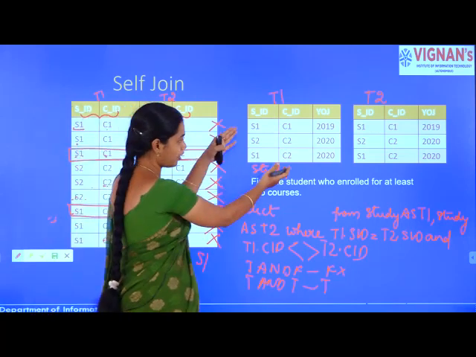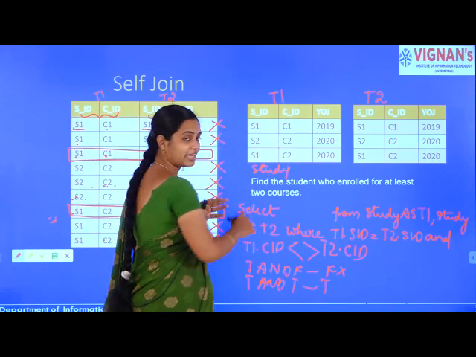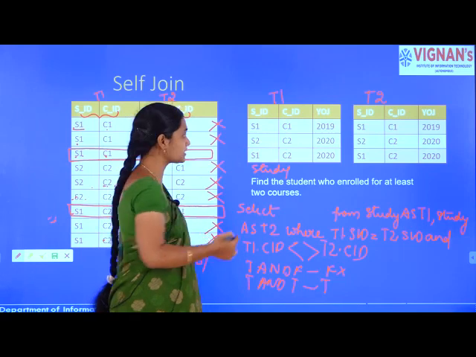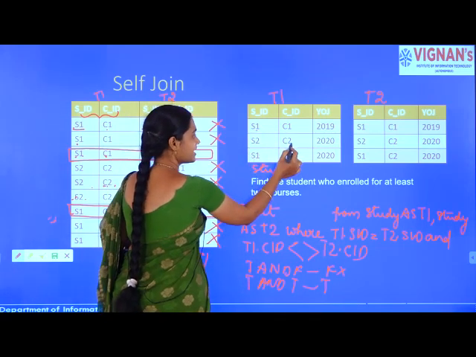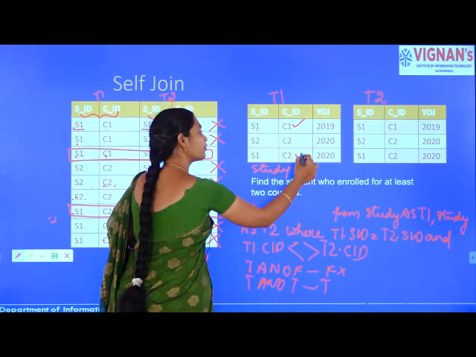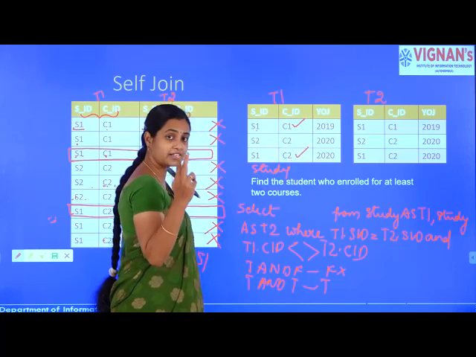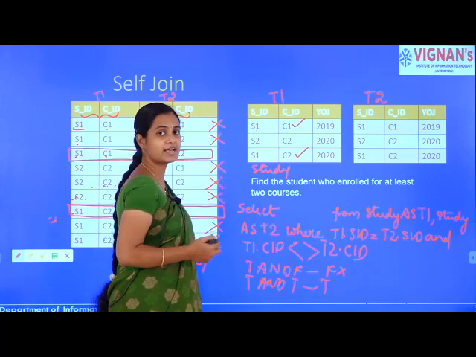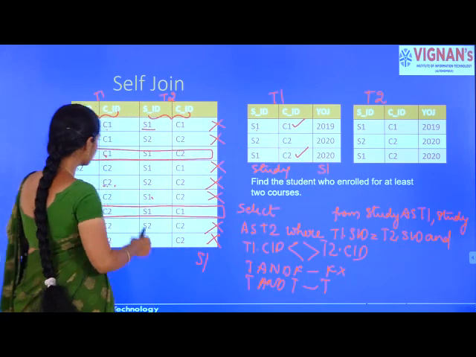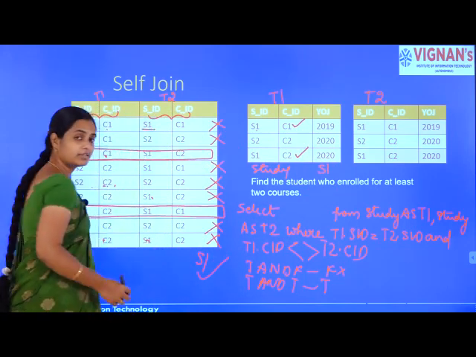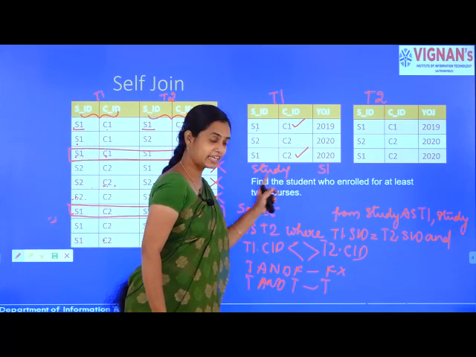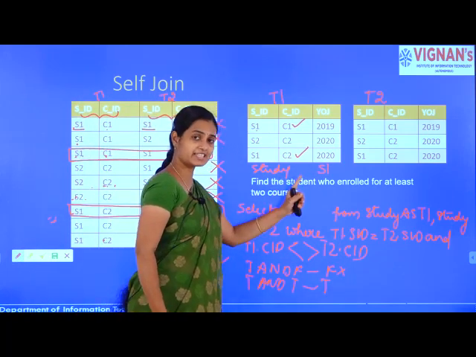And by normally seeing the table, can you say which student is enrolled for at least 2 courses? Student 1 has enrolled for C1 and student 1 has also enrolled for C2. At least a minimum of 2 courses student 1 has enrolled. So what is the answer here? S1. So what is the answer we got? S1. So in this way self join will be taken. So self join is considered.